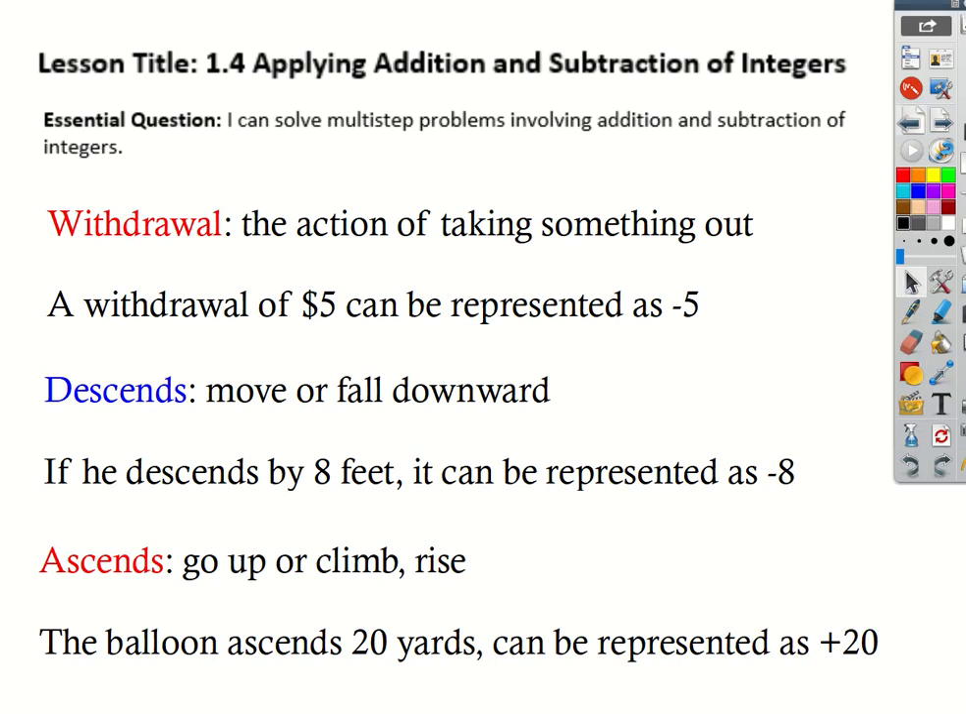So those are some of the words that you might see in some of the word problems. So just making sure you know what those are. Okay, pause your video and write those words down.